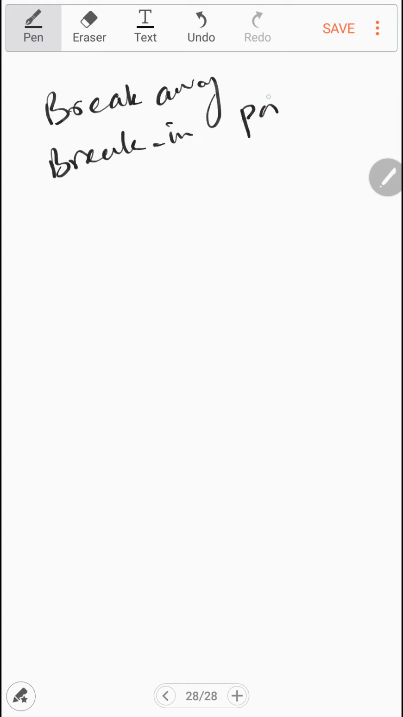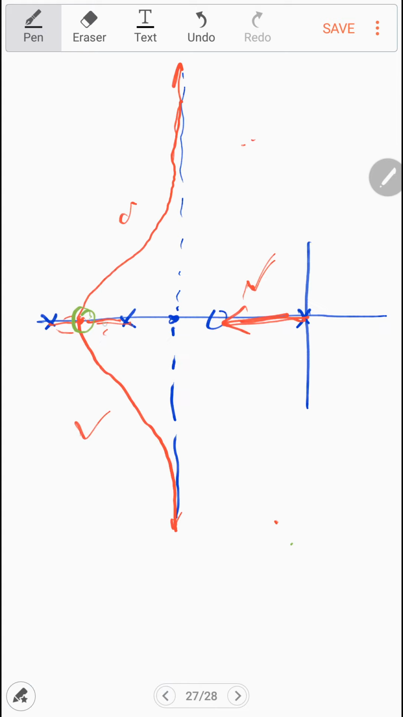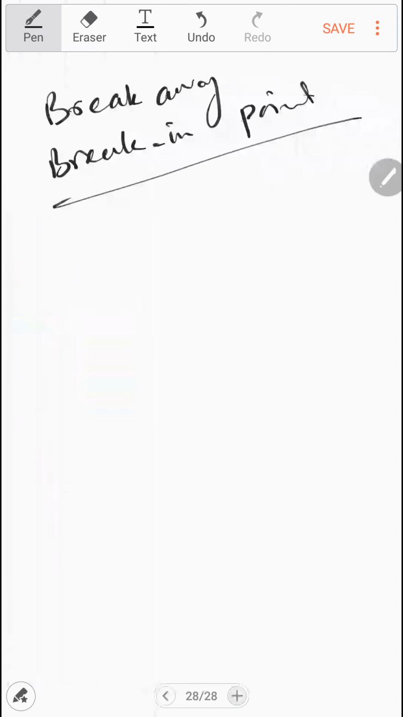Breakaway is the point where the 2 loci, you see 2 branches, meet and go into the complex plane. And break-in means that the 2 loci will come back into the real axis from the complex plane. So that is called the break-in point. So they are the breakaway and the break-in points.